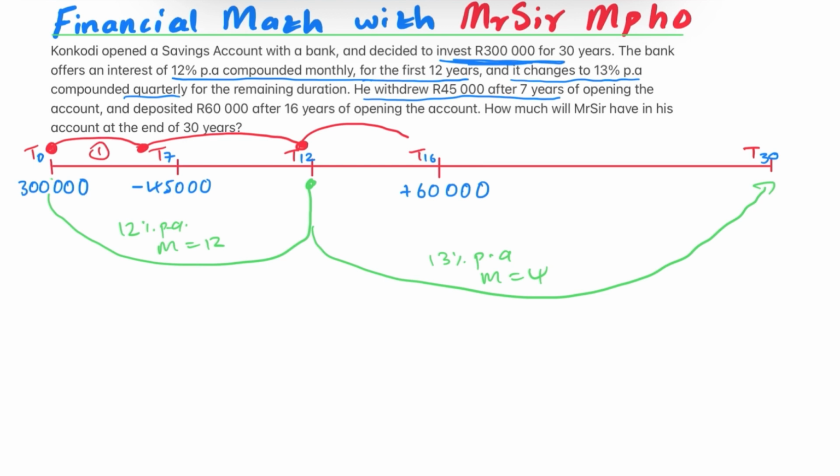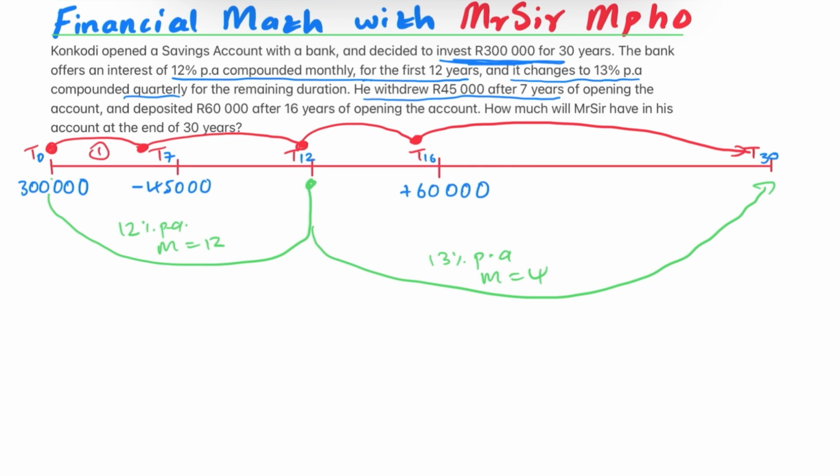Then I'm going to go to here. Then after growing my money from T12 to T16, I'm going to add 60,000 Rand. Then after adding 60,000 Rand, I'm going to grow my money again from T16 to T30. Then I'm going to be done.